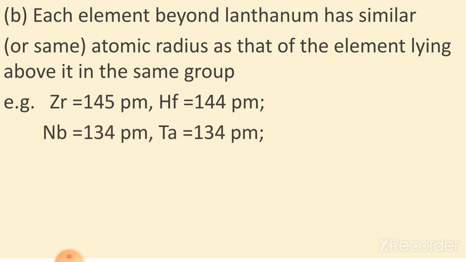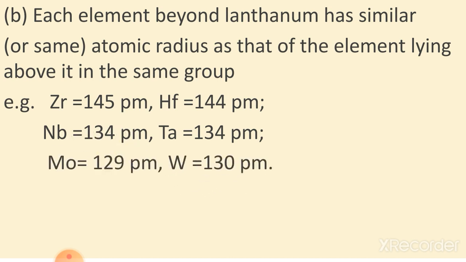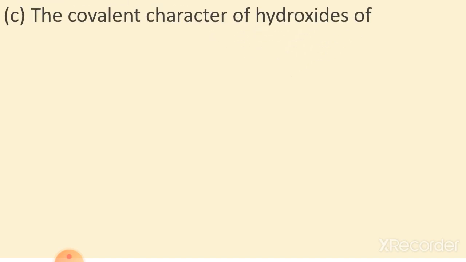Some more examples are given here. Niobium comes above tantalum, but they have the same size. Then molybdenum comes above tungsten. These belong to the chromium group, and the atomic size of molybdenum is 129 picometer and tungsten has 130 picometer. So they also have similar atomic size. These are due to lanthanide contraction. Now one question may arise: why do zirconium and hafnium have similar sizes? Your answer will be: this is due to lanthanide contraction.